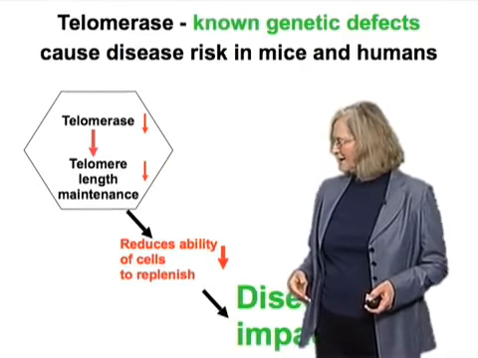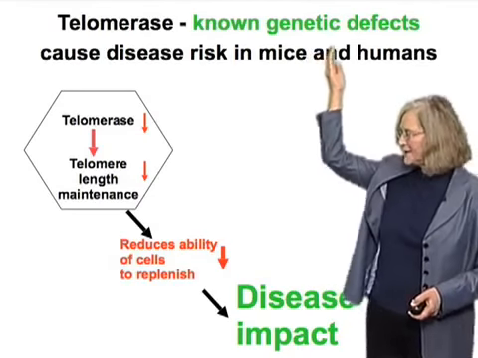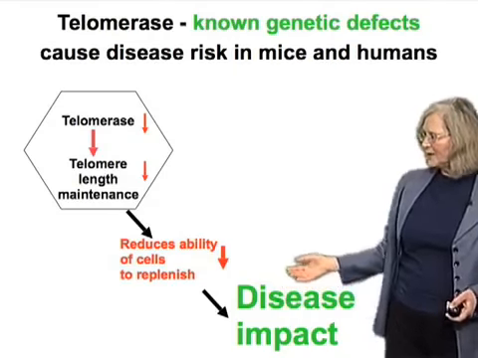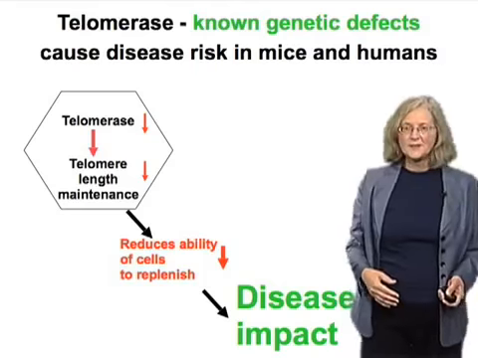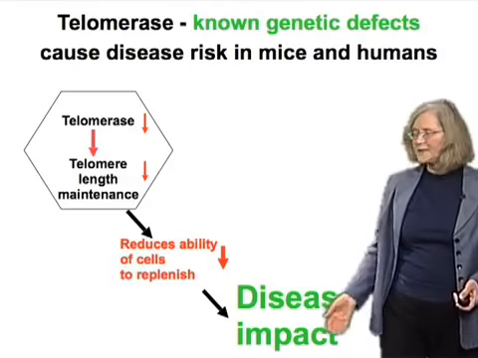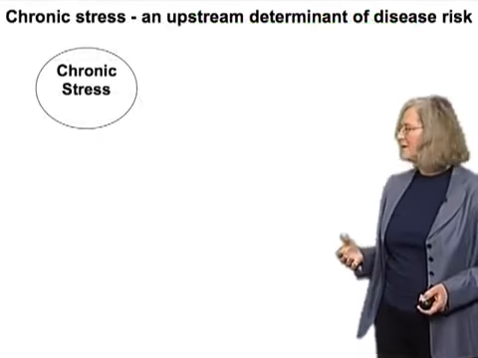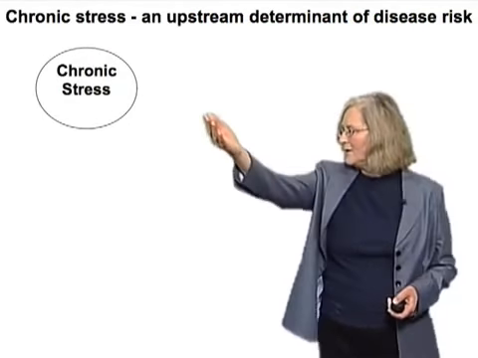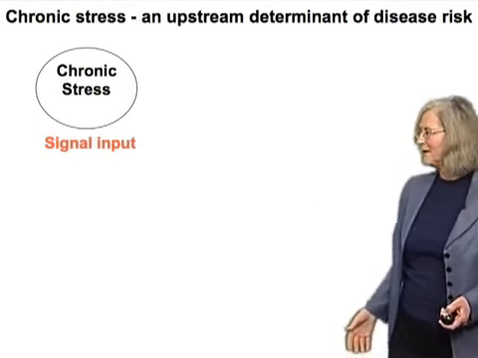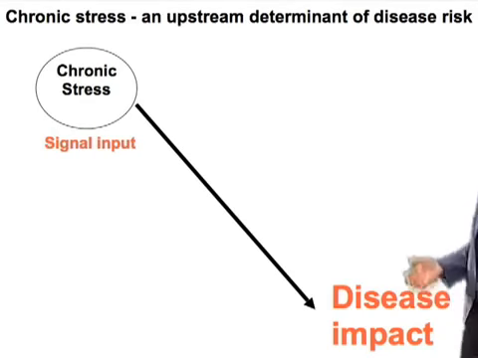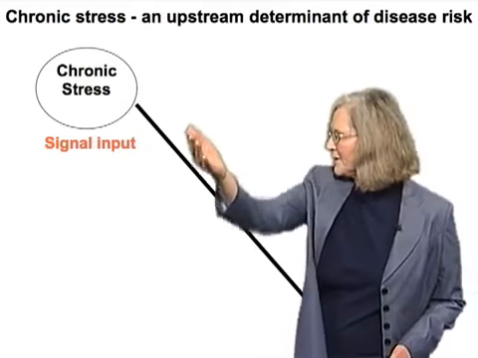Now, what about disease impact? Indeed, the genetic defects do lead to diseases, and in mouse models in which telomerase is knocked out, there is indeed evidence for diseases of the kind that can include propensity to cardiovascular disease. Okay, now, what's been seen clinically for many years is chronic stress, which we can think of as that signal input, clearly has disease impact. This has been seen in a great many different studies.